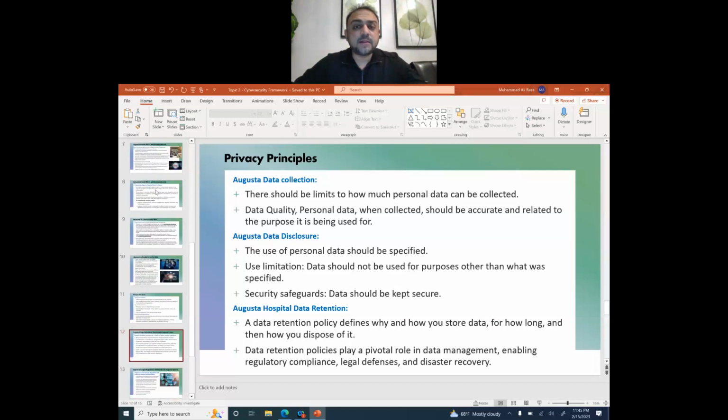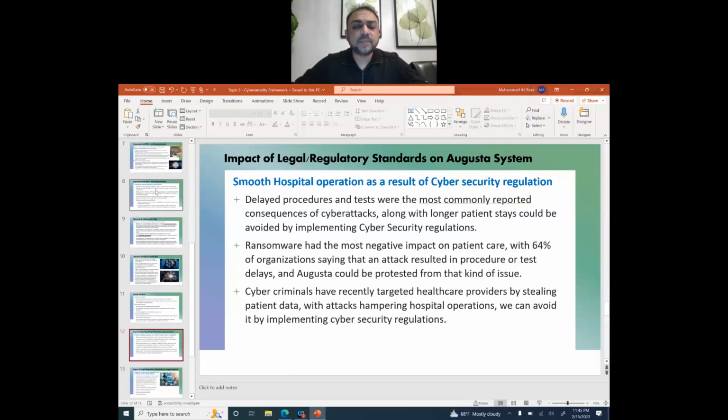The next one is the impact of legal or regulatory standards on the Augusta system. Basically, smooth hospital operation would be an outcome of the cybersecurity regulation. Delayed procedures and tasks were the most commonly reported consequences of cyber attacks. The same thing happened with ransomware. If we had ransomware, then definitely most of the patients' procedures and tasks would be postponed and delayed, and we would not be able to respond to the patients on time.